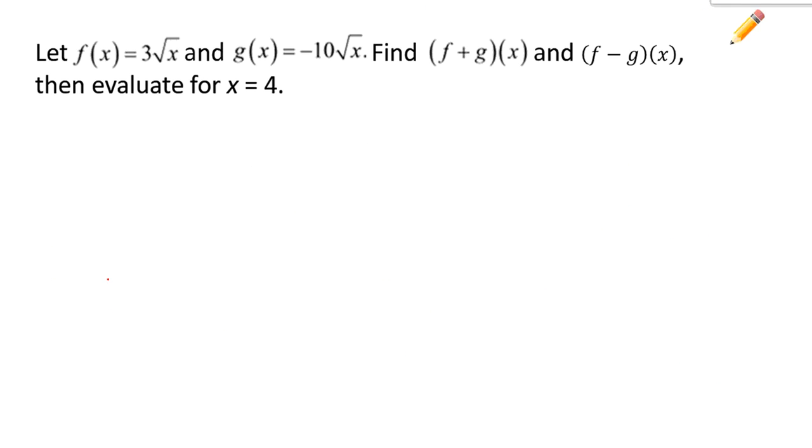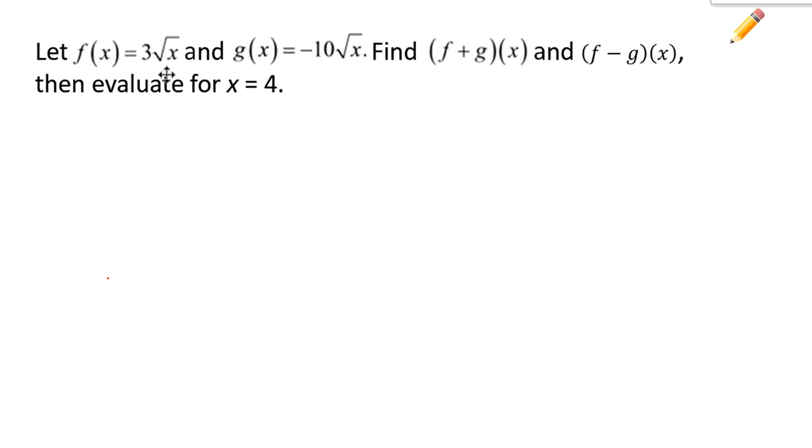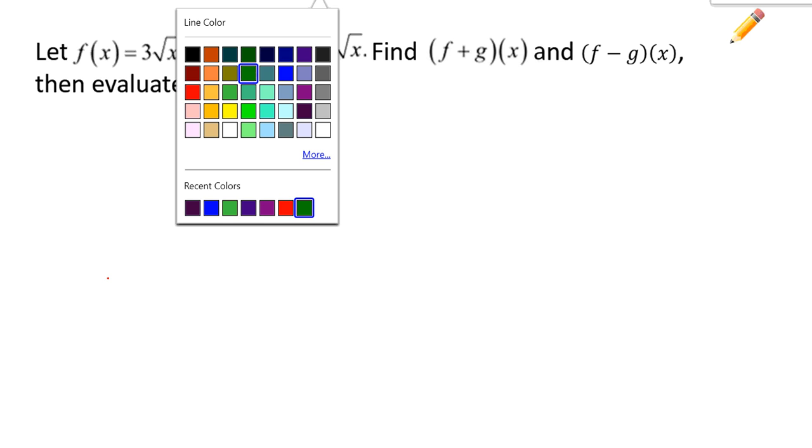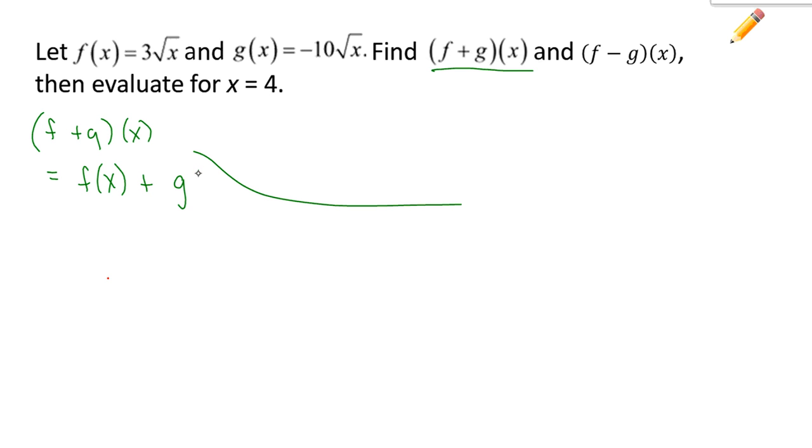Okay, here's two new functions. Now these ones have radicals. So we've got to remember what the rule is for when you add or subtract radicals. You can just look those up. Did your little activity to remind yourself. So f plus g of x, all that means is f of x plus g of x.